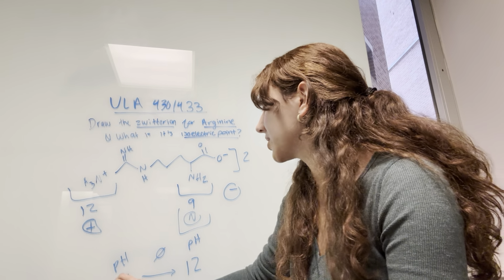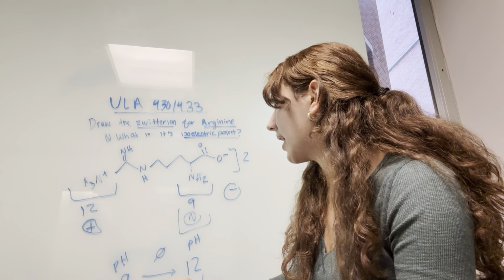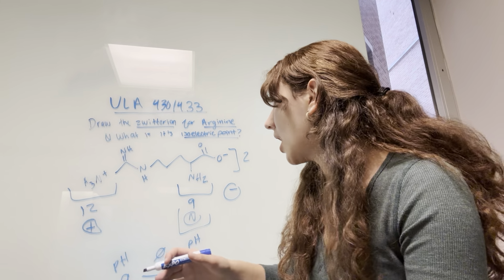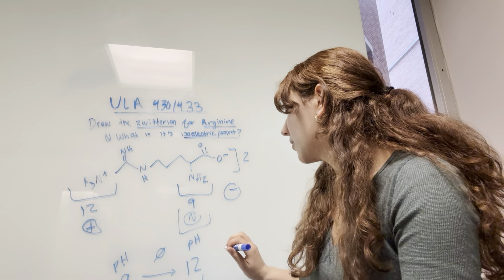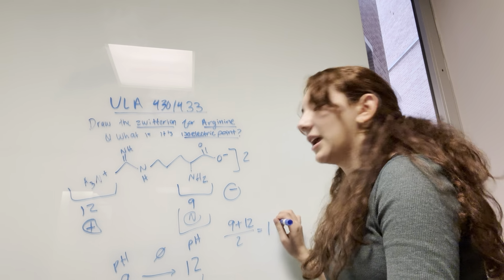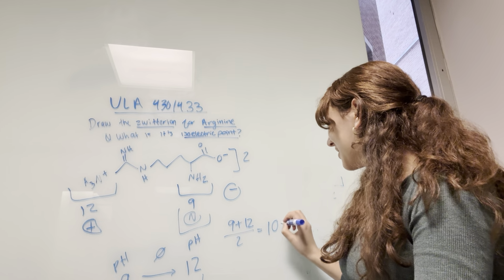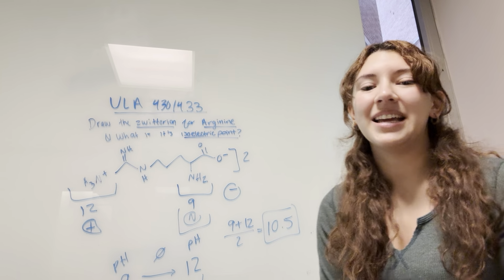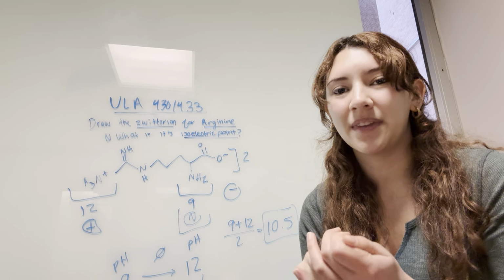And to find the isoelectric point, we're just going to take the average. So it's the average between our two pHs where we would find the neutral charge of arginine. So 9 plus 12 divided by 2, we're going to get, hopefully you can still see this, an isoelectric point of 10.5. Yep, and that is how we would solve that problem.